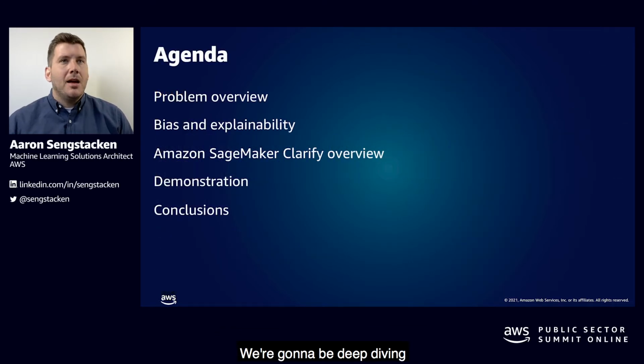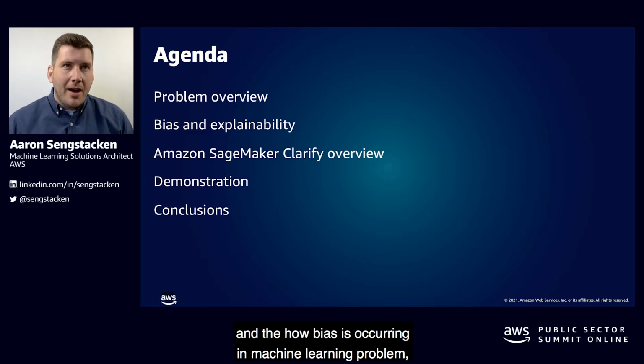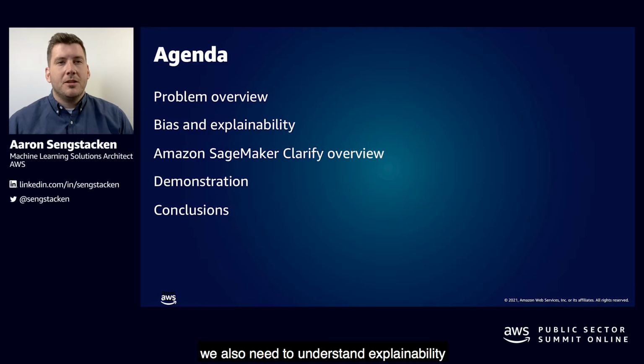We're going to be deep diving into machine learning bias and explainability. I'm first going to provide a background on bias in machine learning. Where can it come from, and where in the machine learning workflow should you expect to monitor for bias? If we want to understand the why and the how bias is occurring in a machine learning problem, we also need to understand explainability. And I'm going to provide an overview of machine learning explainability.